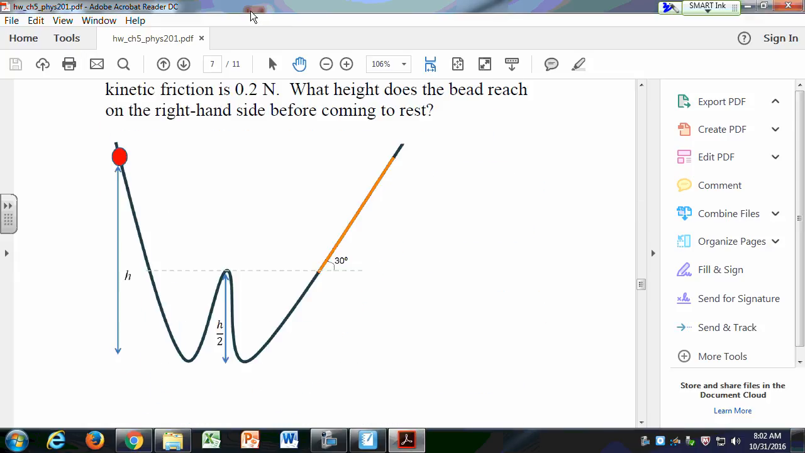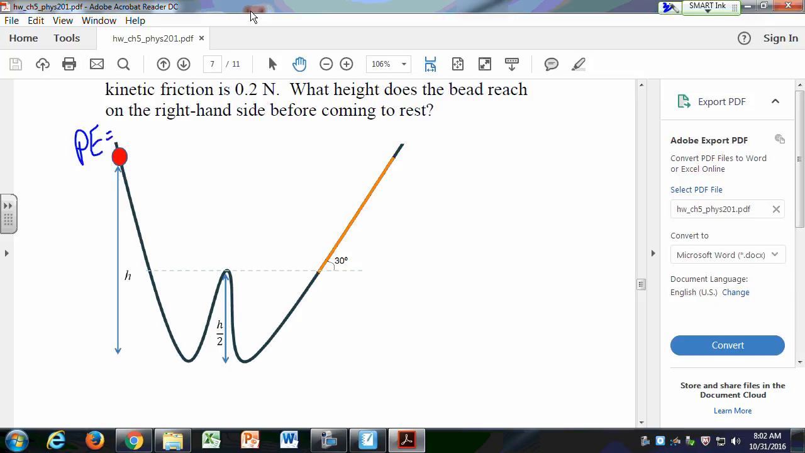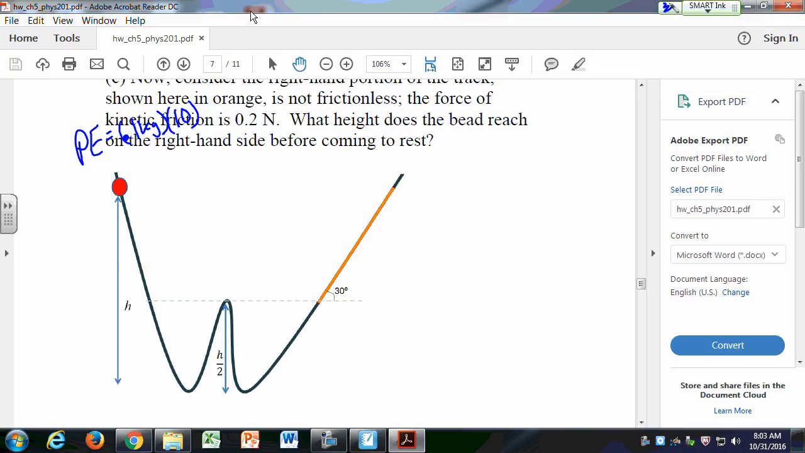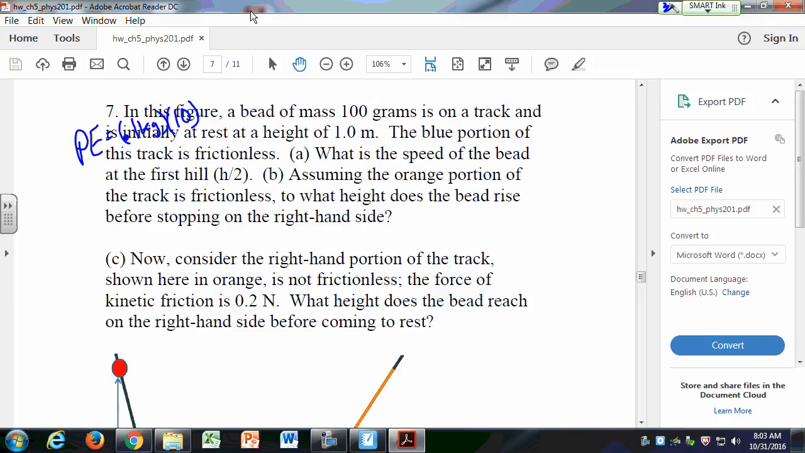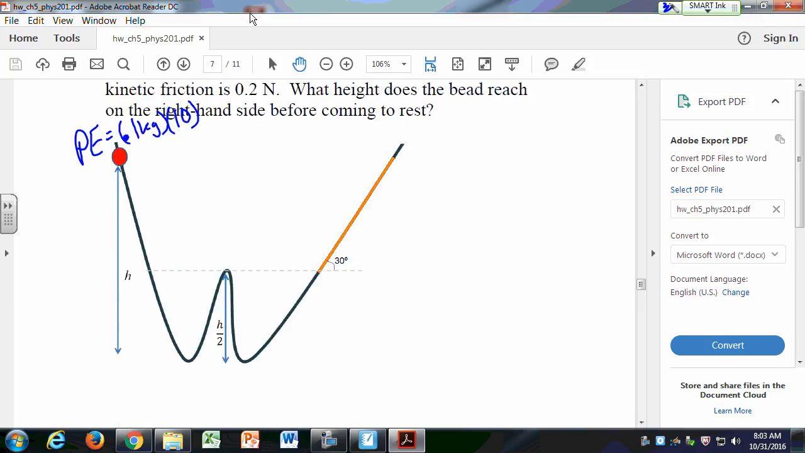Okay, so this object has a certain potential energy up here. I don't know what it is, but I'm just going to make up a number, okay? But you could find it. So we'll say the mass, which was 100 grams, that's 0.1 kilograms, times g, which is 10, times h, which is 1 meter. So the total energy that I have up here is 1 joule. It has 1 joule of energy.